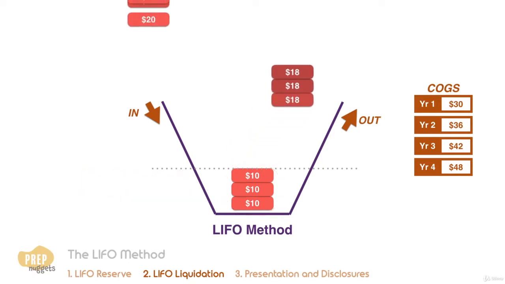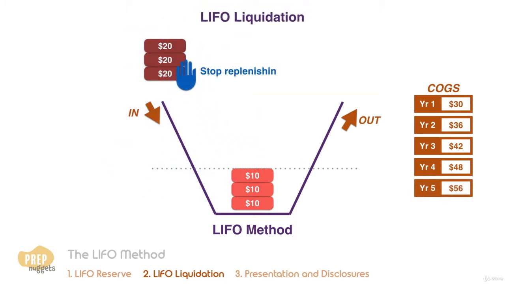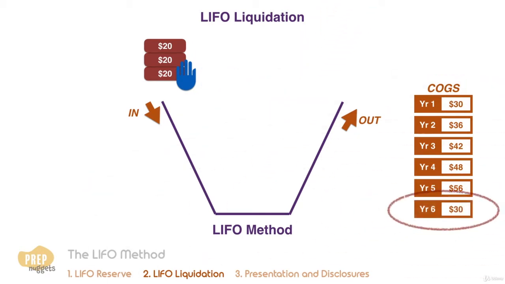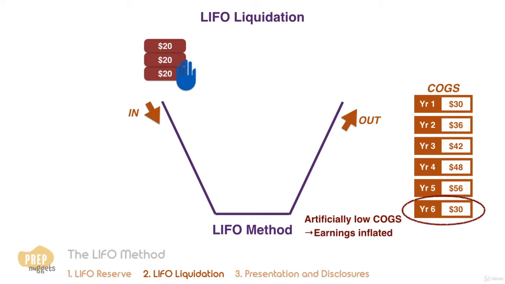LIFO liquidation occurs when a firm decides not to or is unable to replenish the inventory, but instead depletes the inventory to levels such that the lower costs are recorded in cost of goods sold. In this example, the cost of goods sold for year 6 is artificially low. It does not reflect the current cost, which should be $60. This has the effect of artificially inflating the earnings for the period, as the cost does not reflect the current cost of the inventory. Such an increase in profit margin is obviously not sustainable. The firm cannot continue to sell existing inventory without replenishment.